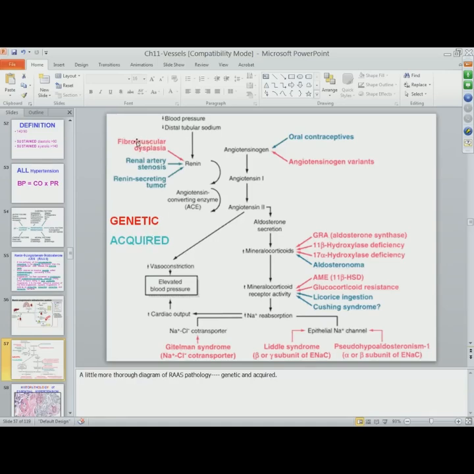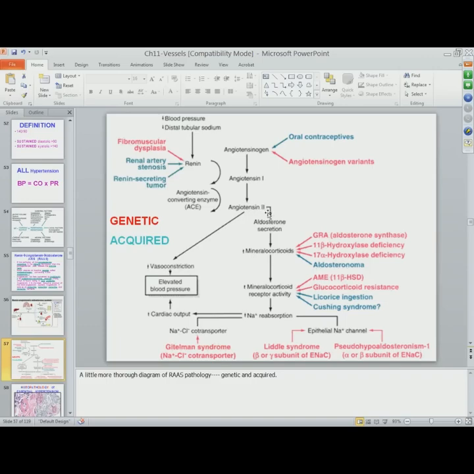Remember, when we talked about kidney, we said that fibromuscular dysplasia was basically an inherited, genetic situation. Young women, pipe-like thinned lumen renal arteries. That's genetic. You can have renal artery stenosis from atherosclerosis. You can have a tumor which produces renin. Okay. What about angiotensinogen? Well, we know that oral contraceptives have an effect on it. And we all know that there are angiotensinogen variants as well, which are genetically determined, and that would have an effect on angiotensinogen, and the ease with which it may or may not be converted to angiotensin 1 by renin.